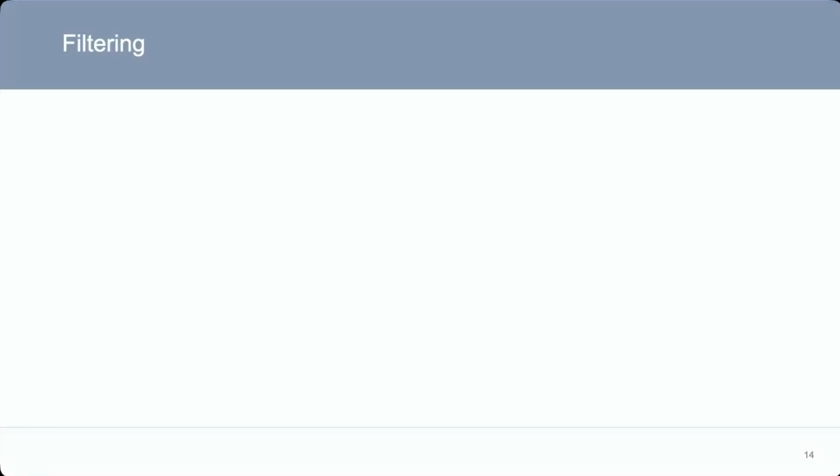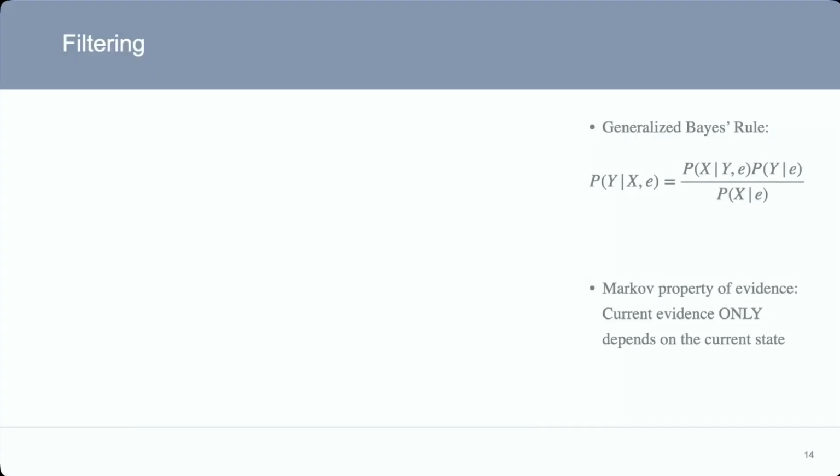Before proceeding further, we should revise two key concepts. One is the generalized Bayes rule, which is basically Bayes rule with conditioning on one more variable called E here. Second, as we have learned before, the Markov property of evidence says that the current evidence only depends on the current state and nothing else. So here our task is to devise a recursive state estimation algorithm for filtering.